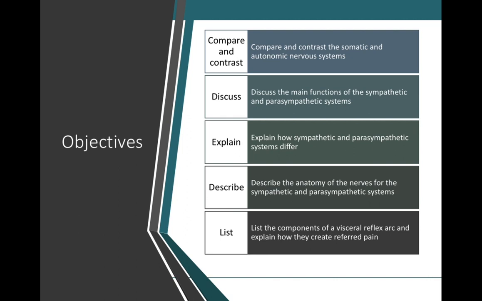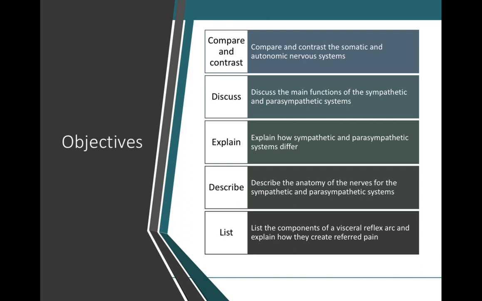So first and foremost, we're going to compare our body's involuntary nervous system with our body's voluntary nervous system. The somatic nervous system is our body's voluntary nervous system, and this is the nervous system that controls our skeletal muscles. We're then going to discuss the difference between the two branches of the autonomic nervous system, which are the sympathetic nervous system and the parasympathetic nervous system. And then we're going to discuss how those two nervous systems differ and what functions each of those nervous systems will offer to the body.